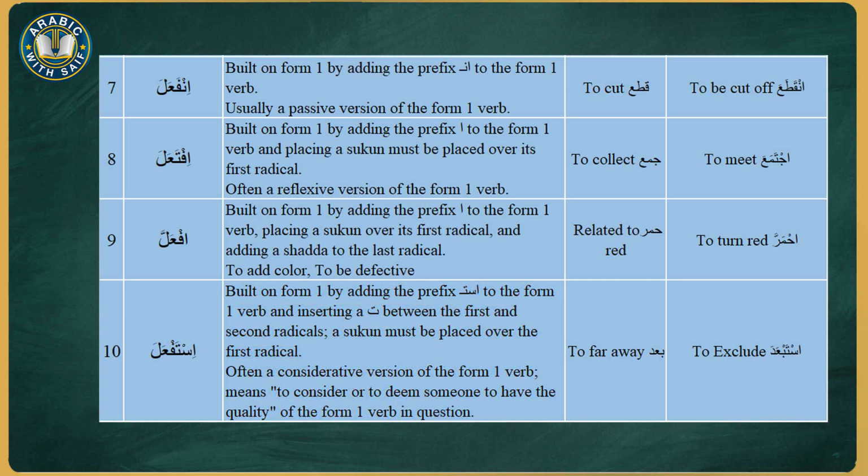For example, the root بعد means far away. On the measure of form استفعل, استبعد means to exclude.